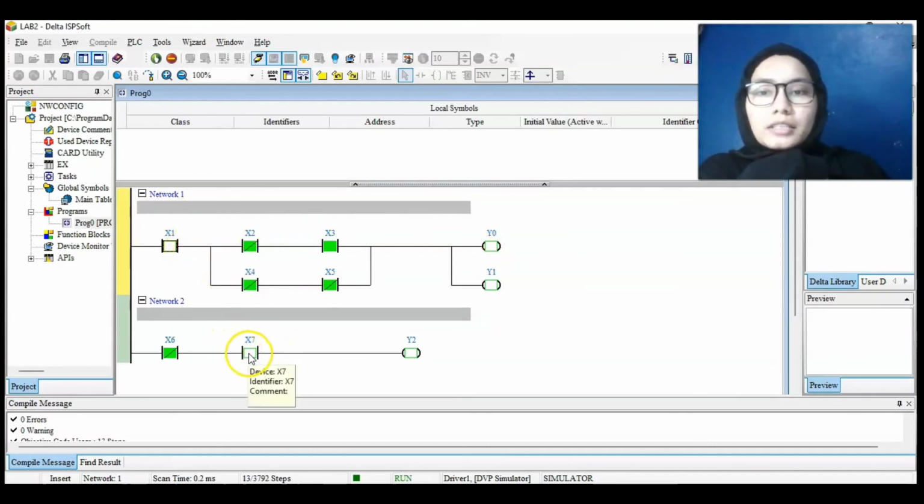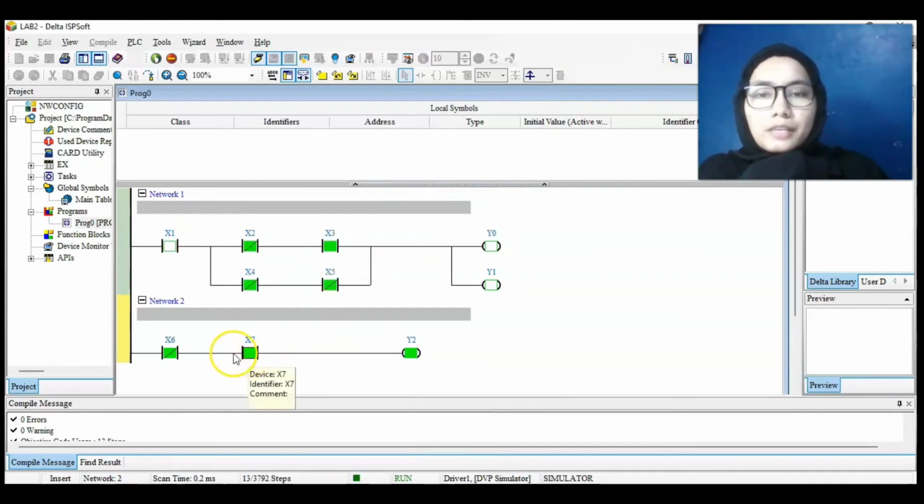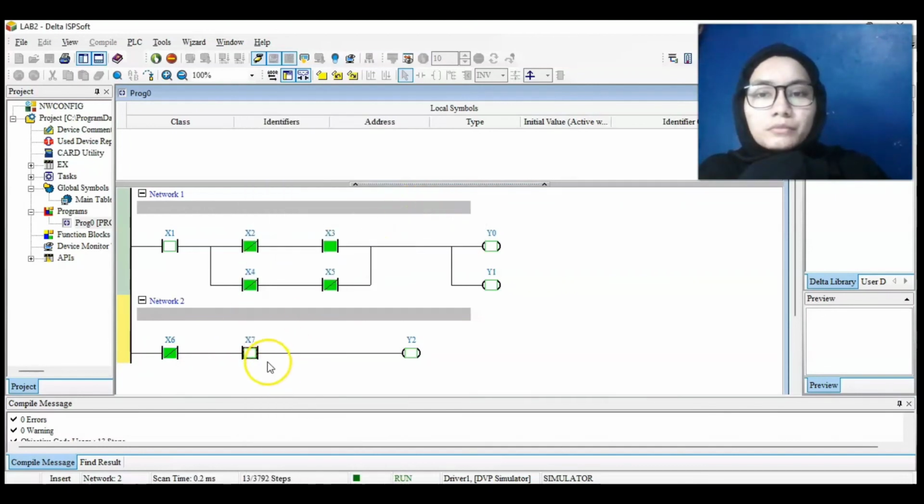So if I force X7 on, the current can flow to the output, which is Y2, because X6 is in a normally closed state. The current always flows right here. So if I force X7 off, the current stops right here because X7 is open. So the output Y2 doesn't get any current. It is also the same with Y0 and Y1.